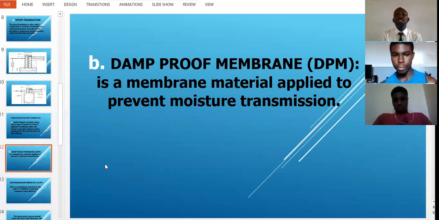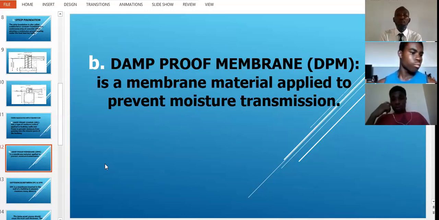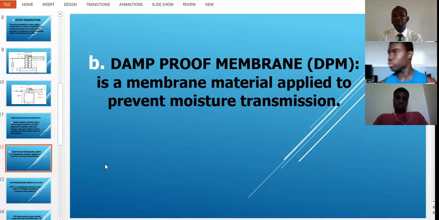B is DPM. DPM is what? Damp-proof membrane. The first one is damp-proof course, and this one is damp-proof membrane. It is a material applied to prevent moisture transmission. The two of them serve the same purpose. The two of them, damp-proof course and damp-proof membrane, are all to prevent what? Transmission of moisture into the building. The only difference is the material used.